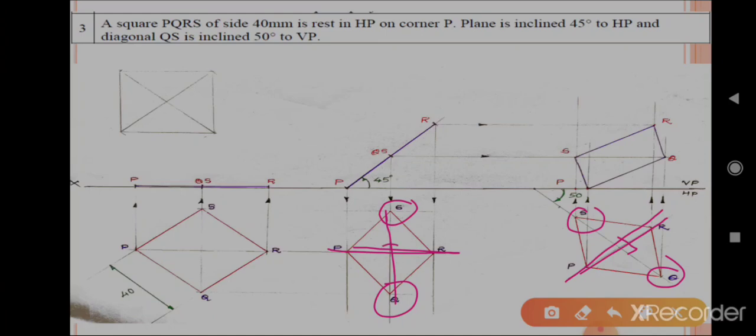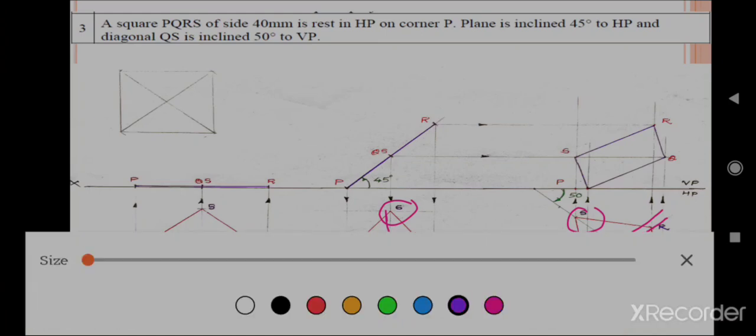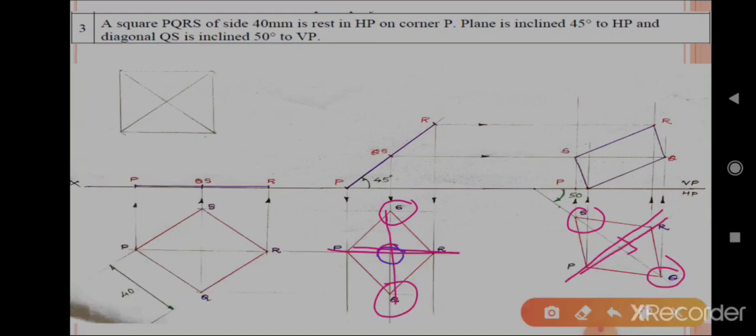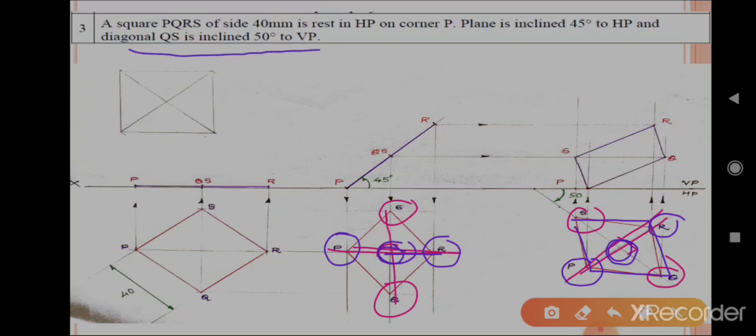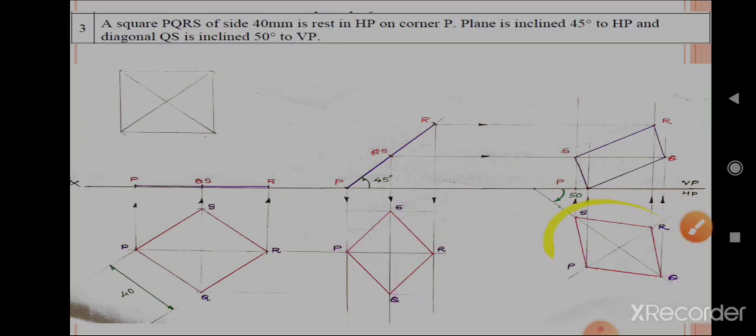Then take the distance from the crossing point to point P, mark the point P, then the crossing point to R distance, and connect the points with a straight line. We get QS, that is inclined 50 degree to VP. Okay, so this is the view.